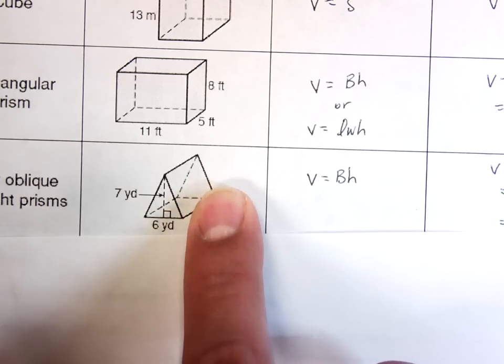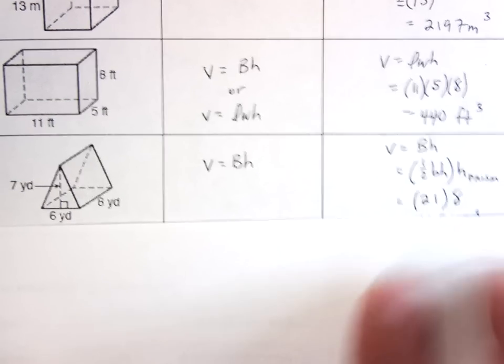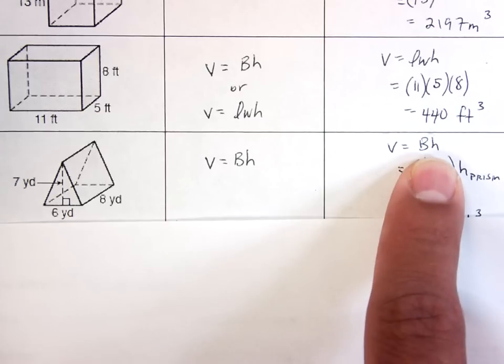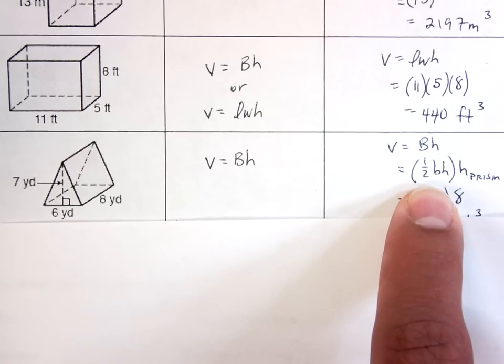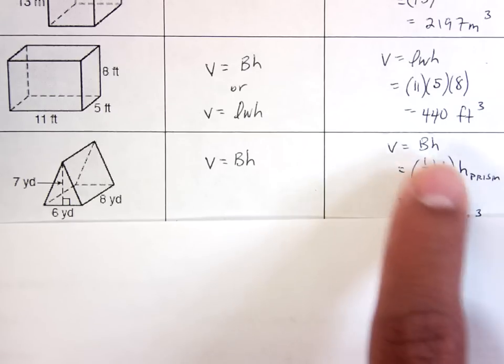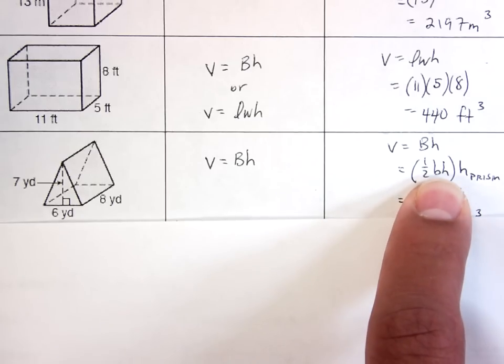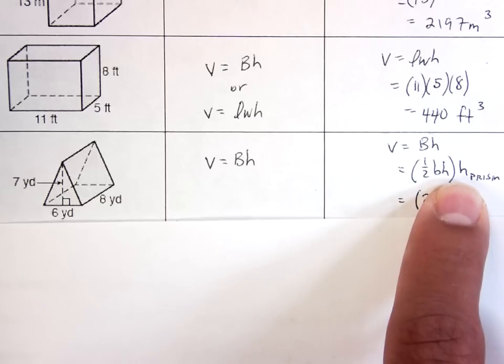That is my base. So the formula to get the volume of this shape is, again, still big B times H. But my big B, the area of the base, is a triangle here. And how do I get the area of a triangle? It's just 1/2 times the base times the height. And I still have to multiply that by this H, which is the height of the prism.